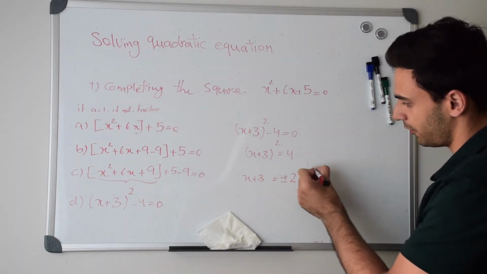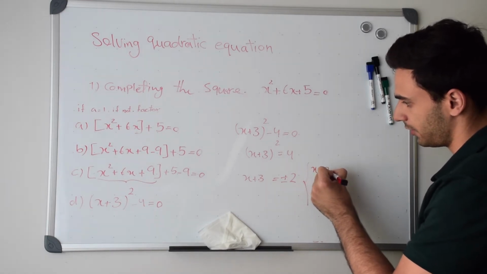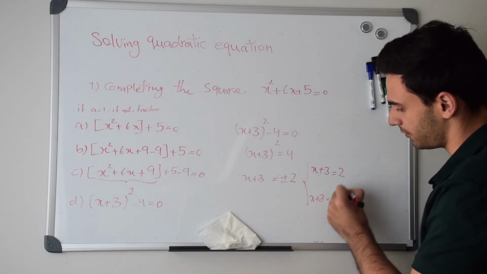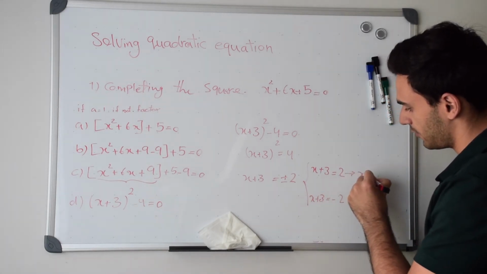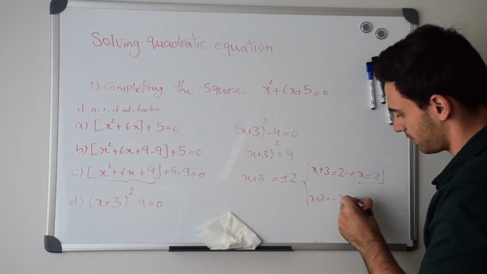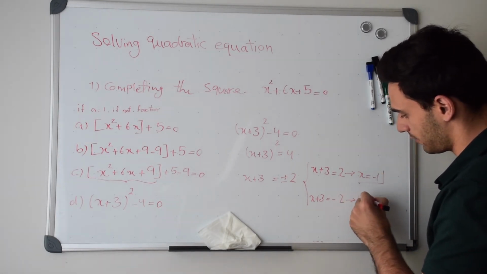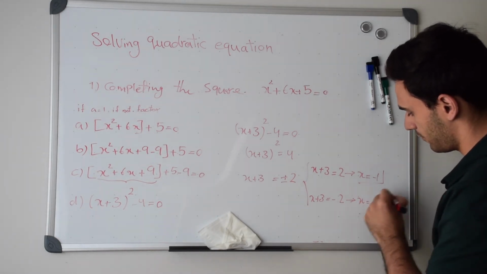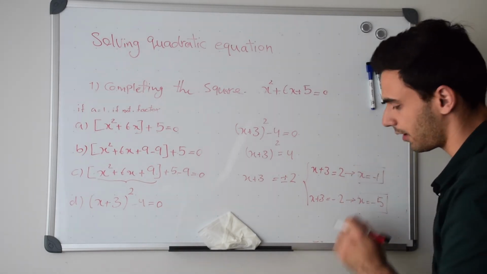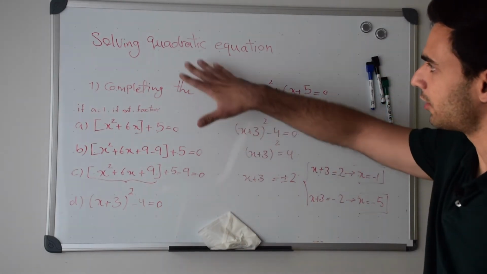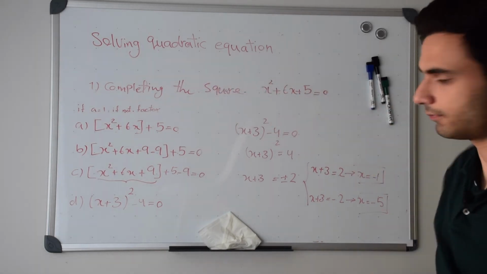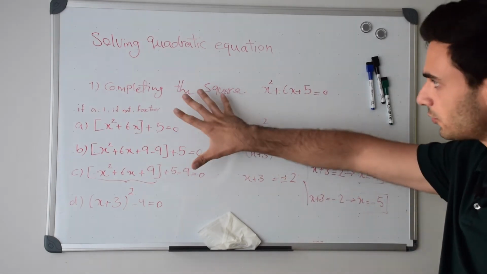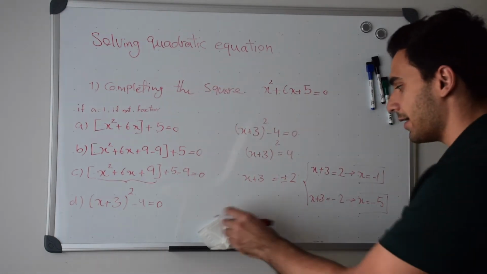Then I have two equations, two simple ones. x plus 3 equals 2, and x plus 3 equals minus 2. So x equals minus 1, and x equals minus 5. There I have it. I have two answers to this quadratic equation, right? So that was the first way to solve this equation.